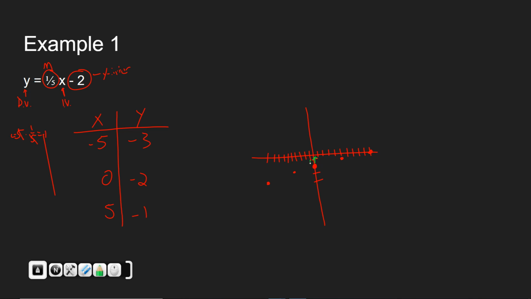Up 1, over 5. Or down 1, back 5. That's really all it takes when we are looking at linear equations.